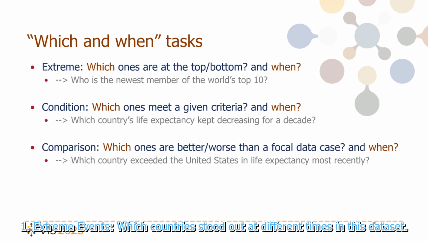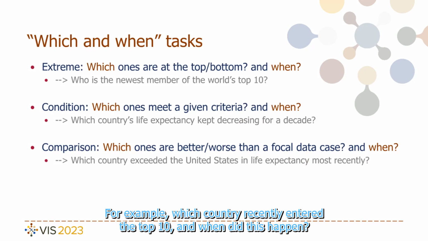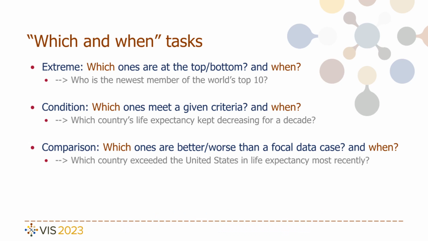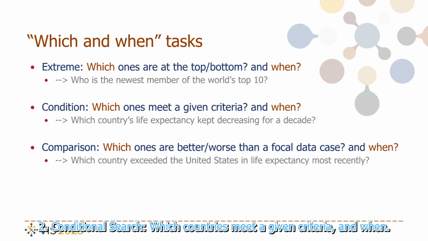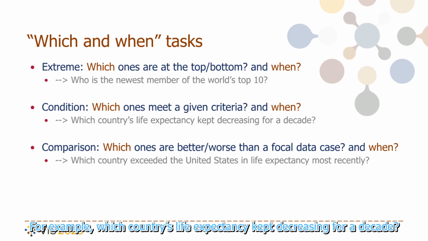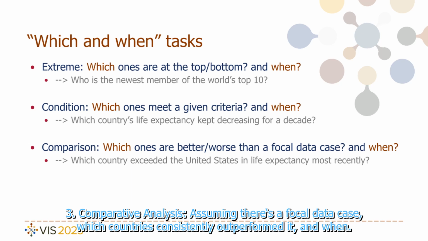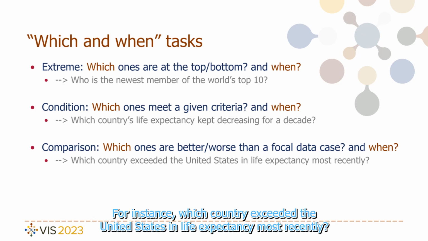1. Extreme events: which countries stood out at different times in this dataset. For example, which country recently entered the top 10, and when did this happen? 2. Conditional search: which countries meet a given criteria, and when. For example, which country's life expectancy kept decreasing for a decade. 3. Comparative analysis: assuming there's a focal data case, which countries consistently outperformed it, and when. For instance, which country exceeded the United States in life expectancy most recently?